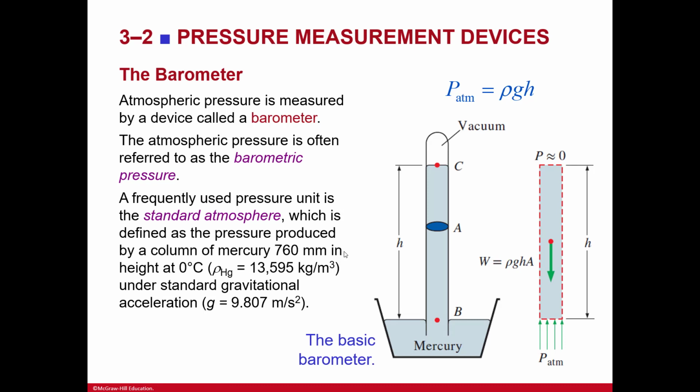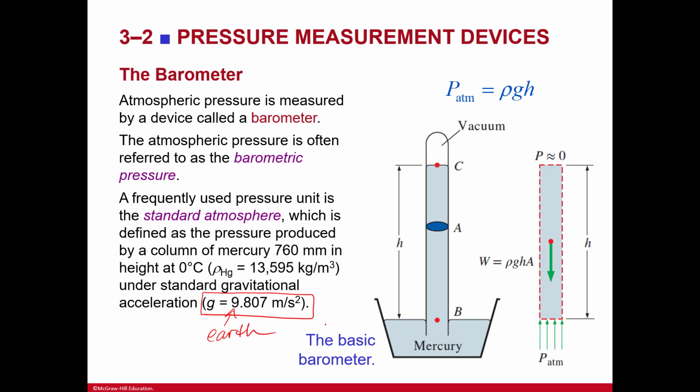A barometer. Atmospheric pressure is measured by a device called a barometer. The atmospheric pressure is often referred to as barometric pressure. A frequently used pressure unit is the standard atmosphere, ATM, which is defined as the pressure produced by a column of mercury 760 millimeters in height at 0 degrees Celsius under standard gravitational acceleration. And remember, this is a constant that we use because we're on Earth.